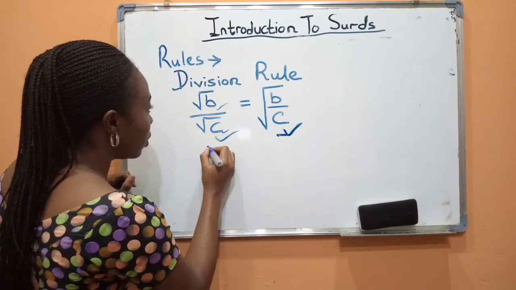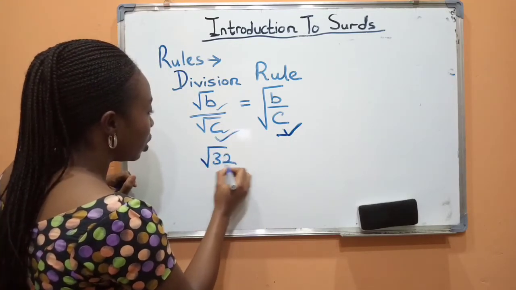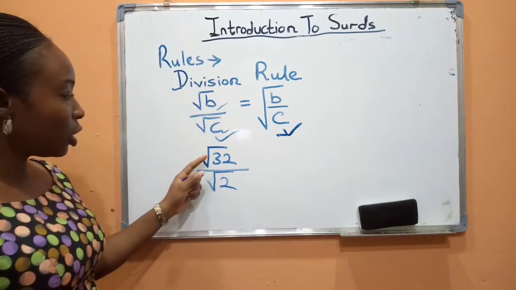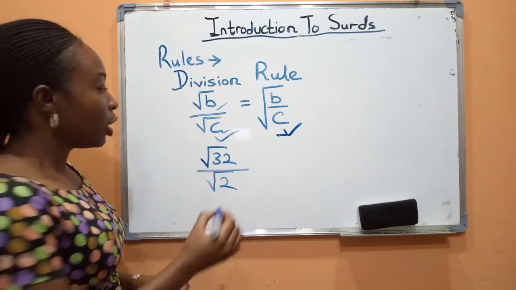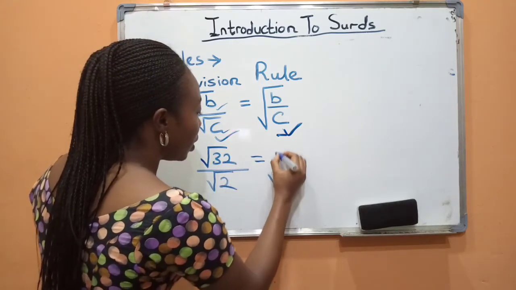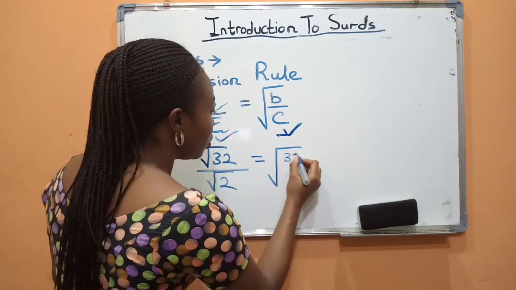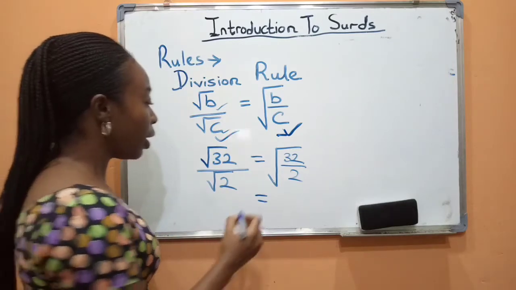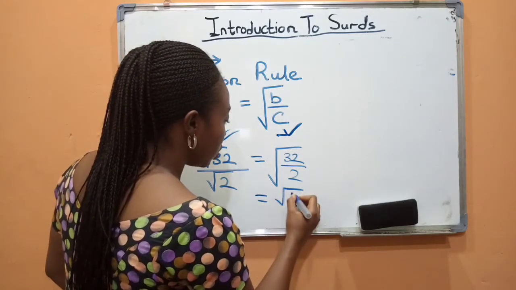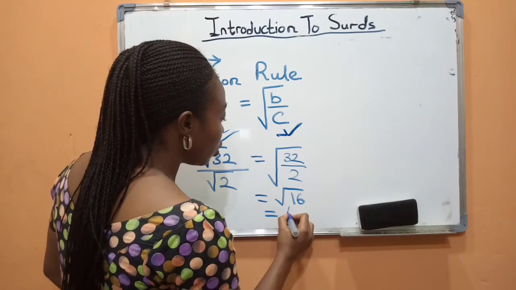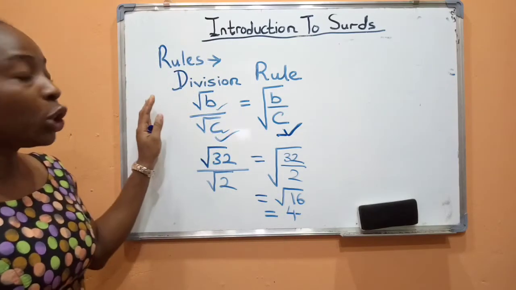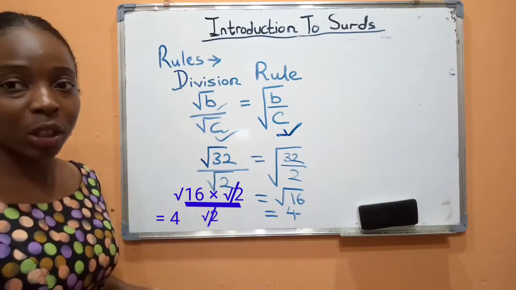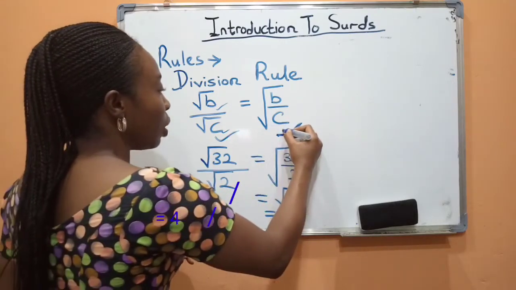If we have square root of 32 divided by square root of 2, you can see that these are not perfect squares, okay? So we can simply combine them. By the time we combine them, we're going to have 32 divided by 2, then we find the square root. You're going to have the square root of 16, right? And then this gives us 4. So this division rule simplifies roots that are not perfect squares. That's when it's necessary to apply it.